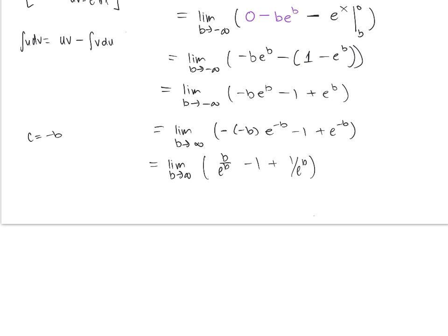Okay. So what you can do next is you can evaluate every single term in the limit individually. Does that idea make sense? So we're going to find the limit as b goes to infinity of this first thing. What happens as b goes to infinity with negative 1? It just stays negative 1. What about 1 over e to the b? Where does that go? 0.